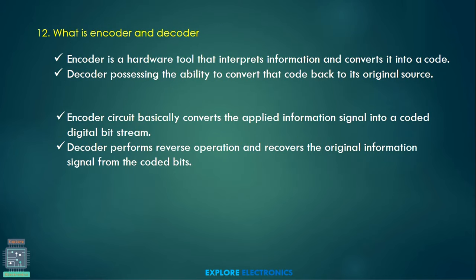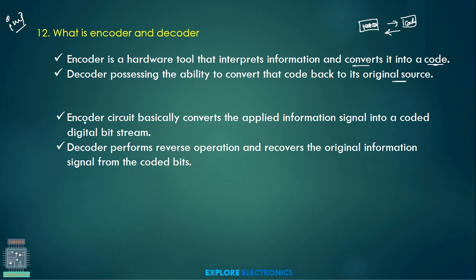Then what is encoder and decoder? This is also an important question for the Viva, a commonly asked question. Encoder is a hardware tool that interprets the information into other form, or it is going to convert it into a code, we can say. That is encoder. Then what is decoder? Decoder possesses the ability to convert that code back to the original source. The encoder and decoder is one of the important devices in digital electronics. So here we are going to convert this set of code, something like this, into some other form. Decoder is a device which is going to convert back this coded signal into a proper input signal what we have. That is what encoder and decoder is.